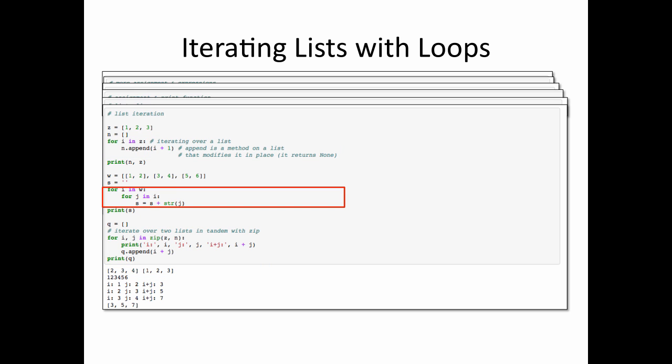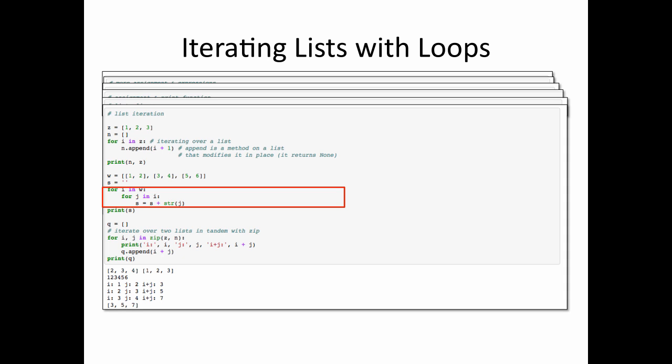Now let's look at a new example. W is a list of lists, so it has 3 elements. Each of the elements in W is another list. So 1, 2 is a list, 3, 4 is another list, and 5, 6 is yet another list.